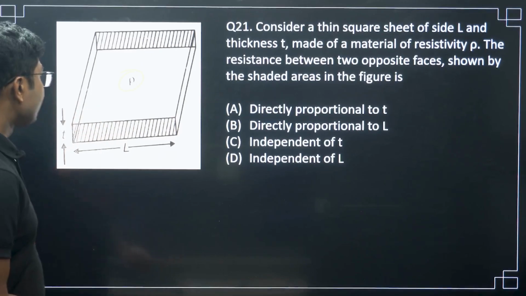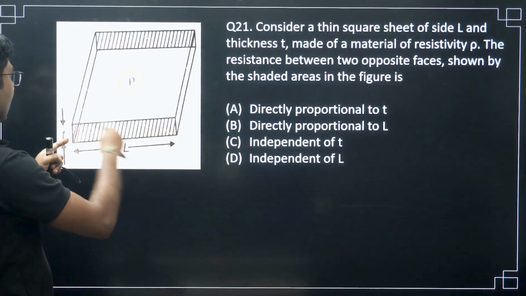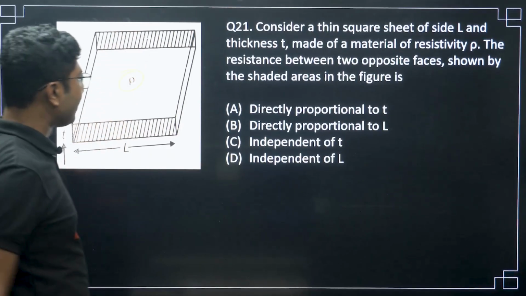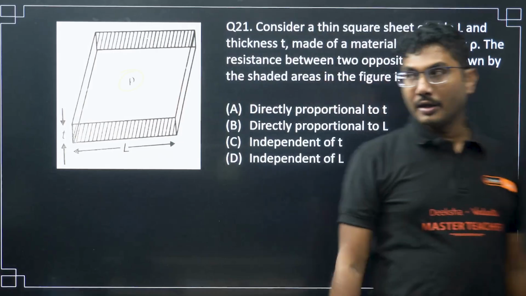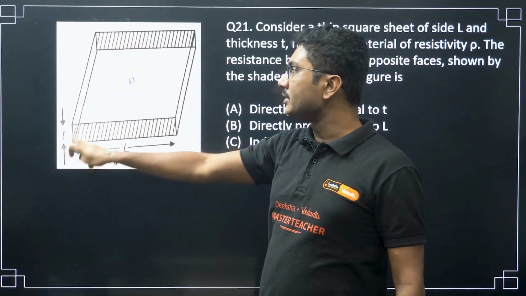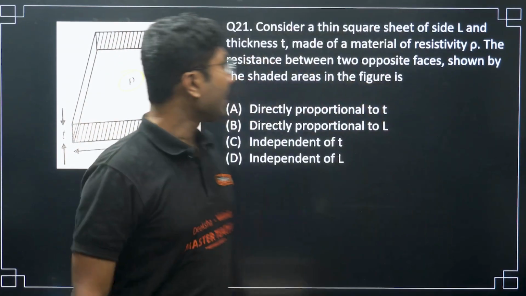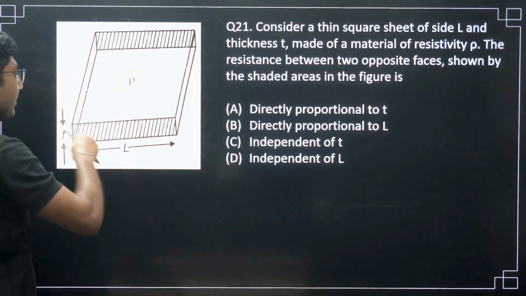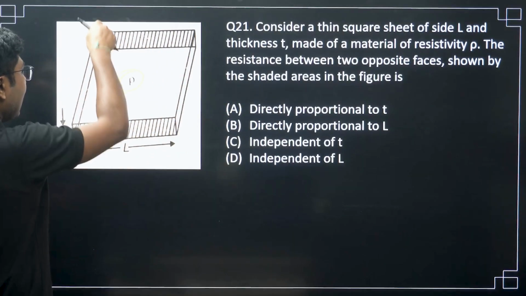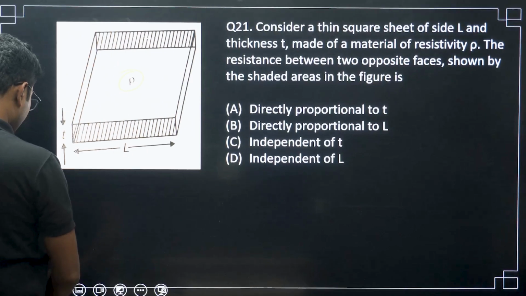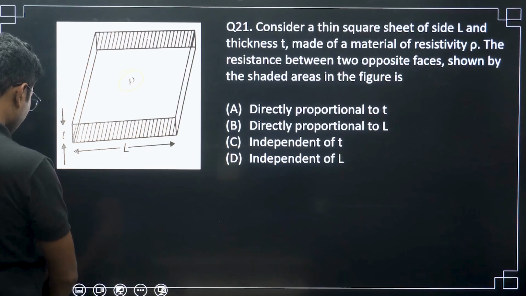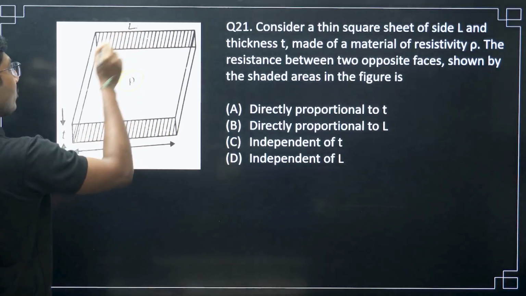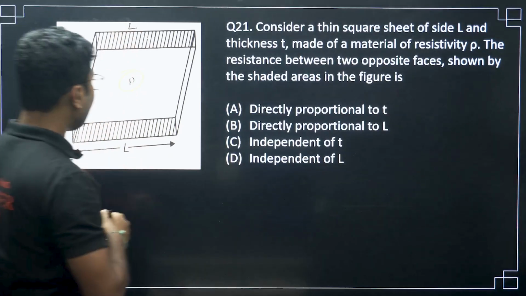Now let's see. This is the length L, this is T. What is the relationship of the resistance between these two sides? This length is not given, but it is mentioned as a square sheet. Square means all sides are the same, so if this side is L, then this side will also be L, and this side will also be L.